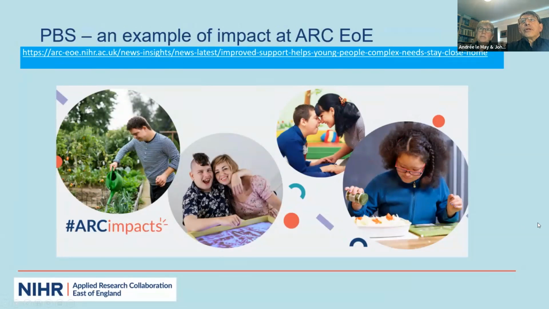If you want to see an example of how that worked, there's a very long URL there, but we'll be sending these slides around, and you can get to it quite easily by looking at the projects on the ARC website implementation part of it.